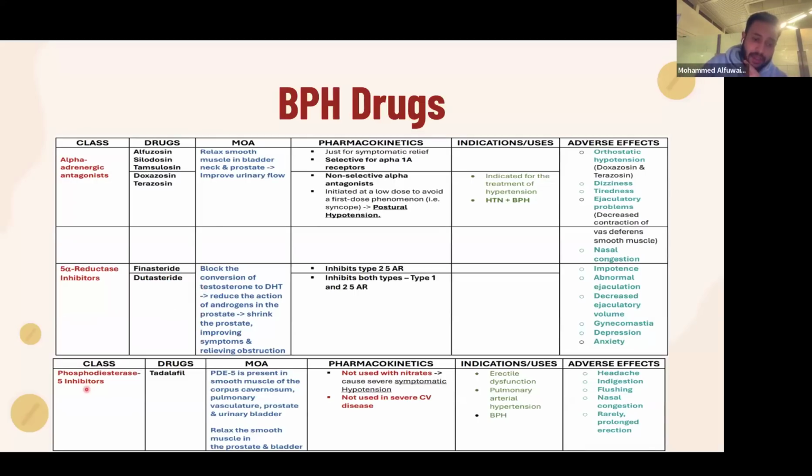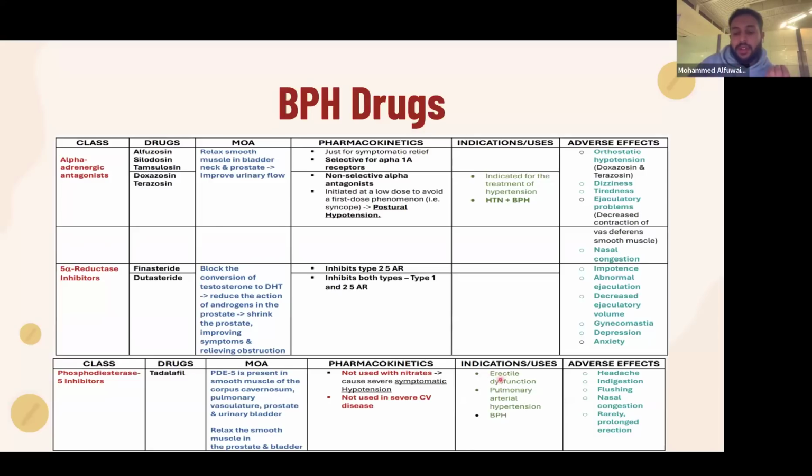Now, phosphodiesterase inhibitors cause a buildup of cyclic GMP, and this will then lead to increased nitric oxide, which dilates. Simple. So it relaxes the smooth muscle in the prostate and the bladder. In this case, you cannot use this with nitrates. If a patient had, let's say, an MI and is taking nitrates, can you give this medication? No. Why? It could cause extreme hypotension.